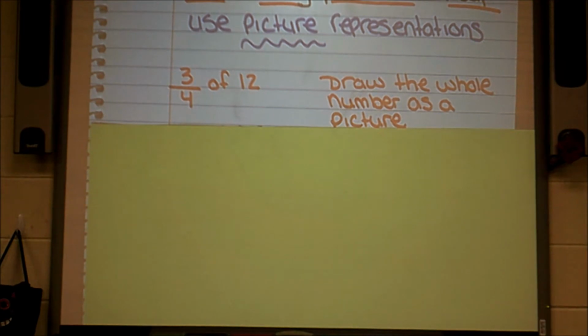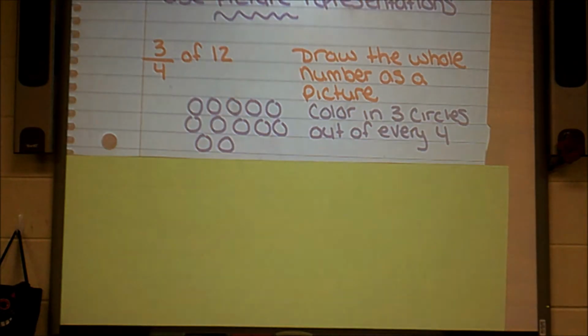What I want you to do is, as it says off to the side, draw that whole number as a picture. And our whole number is 12. So I'd like you to draw 12 circles on your note paper. There are my 12 circles.